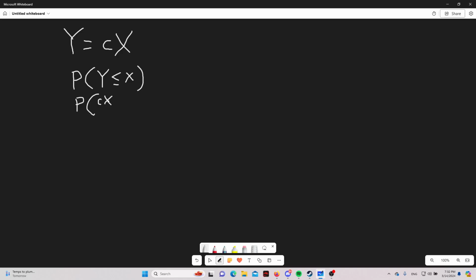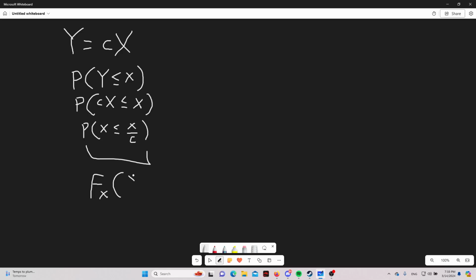this is the probability of cx less than or equal to x, and forgive my writing skills, I'm freehanding with the mouse, which is not the easiest thing in the world. As you can see, that means x less than or equal to x over c, and again c is non-zero. So this is the cumulative distribution function F_X of x over c.